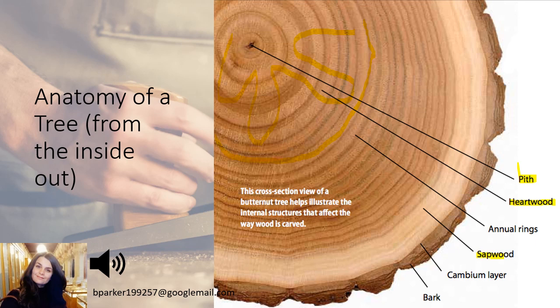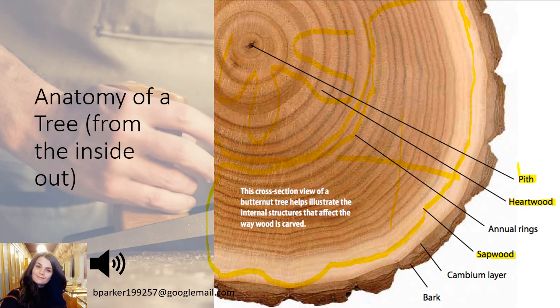The next bit that we have is the sapwood, which is this outer section here. Oh, it's not working. There. So basically anything that's not the inner part of the tree. This bit here. And this is the living part of the tree, which helps to transport minerals and water. So that bit is still living.